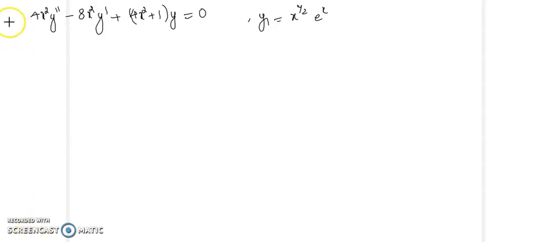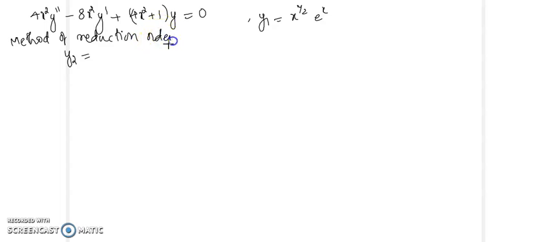So last class we have seen the question 4x square y double dash minus 8x square y dash plus 4x square plus 1 y equal to 0. So we have obtained one Frobenius series solution, that is y1 equal to x raised to 1 by 2 e raised to x. Now if you are asked to find the second solution, you can use what is called the method of reduction of order.